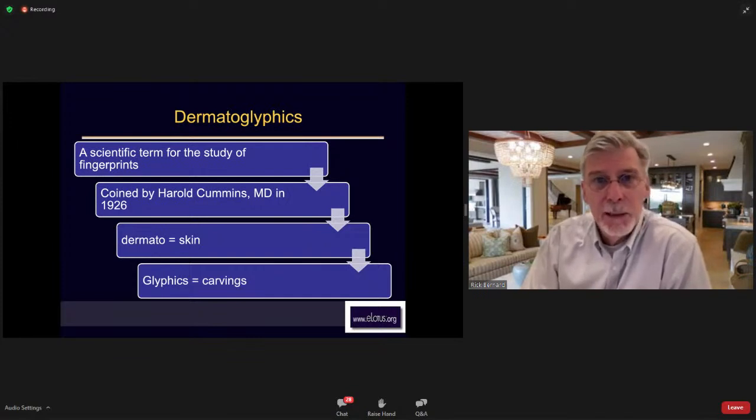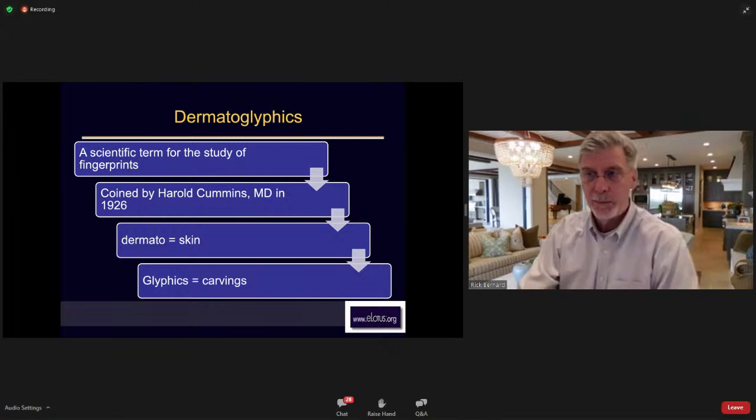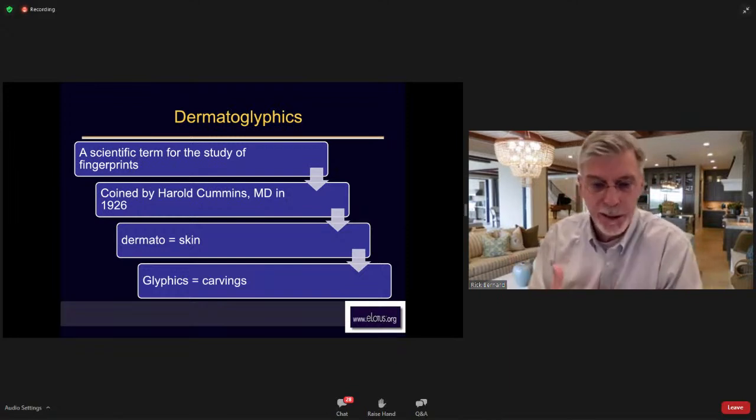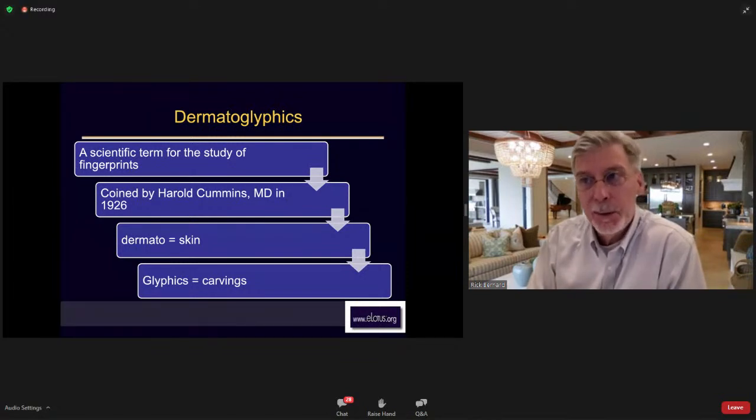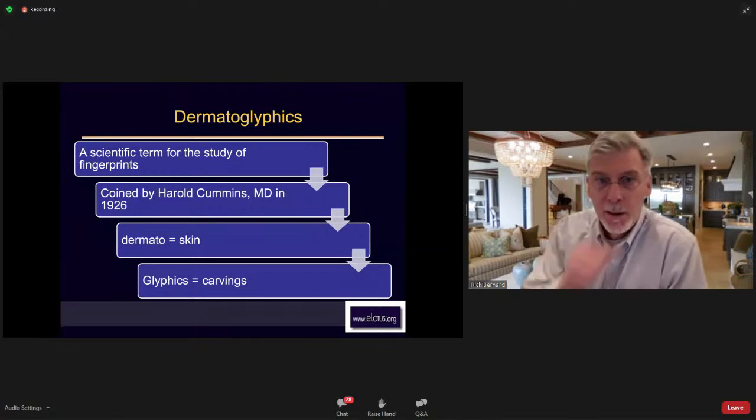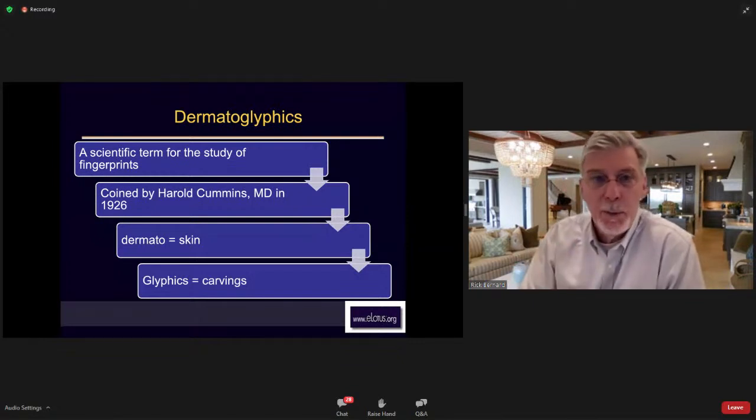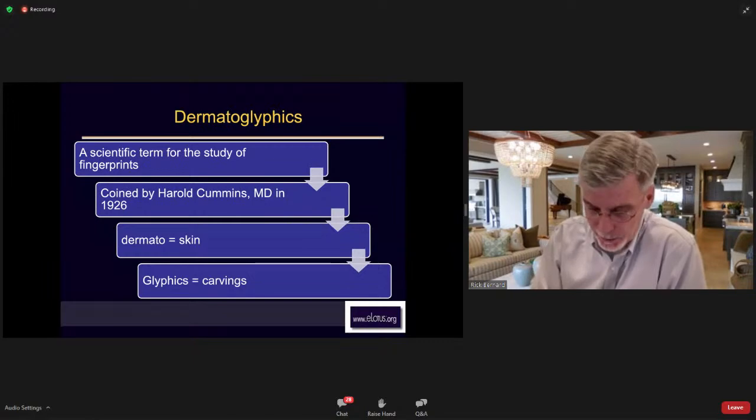It took me a while to really come to the study of this and really accept it and go with it. When I started my private practice, I was more interested in learning personality and behavioral traits of my patients and what kind of issues they were dealing with. This is a little bit deeper, a little bit heavier for sure. Dermatoglyphics was coined by Harold Cummins, who was a hand reader in the 1920s. And dermato means skin, and glyphics means carvings.